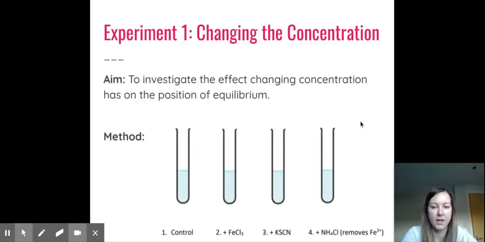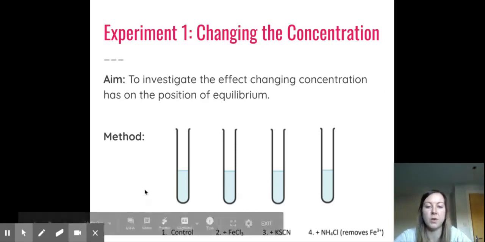Again, had we been in class right now, we would be doing this experiment for real in front of you. But you do have an experimental write-up in your booklets that I'd like you to complete as we talk through what happens in this experiment. Hopefully, if we end up back in classrooms, we can actually do this as well. So our aim is to investigate the effect changing concentration has on the position of equilibrium.